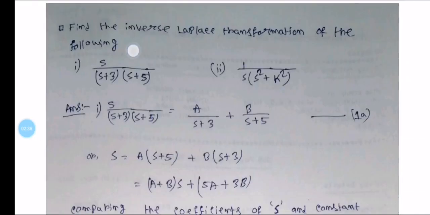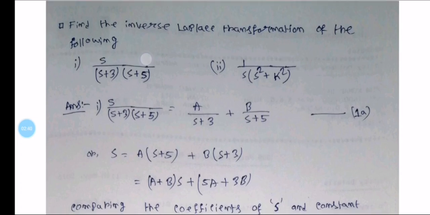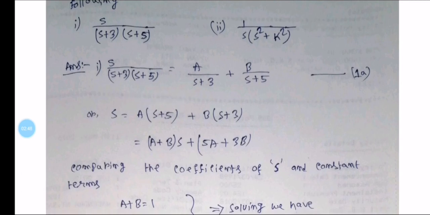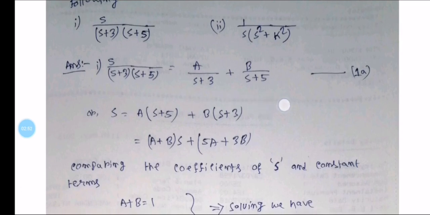Similarly, find the inverse Laplace transformation of the following functions, this and this. So first problem, s by s plus 3 into s plus 5. We can write it as a by s plus 3 plus b by s plus 5.